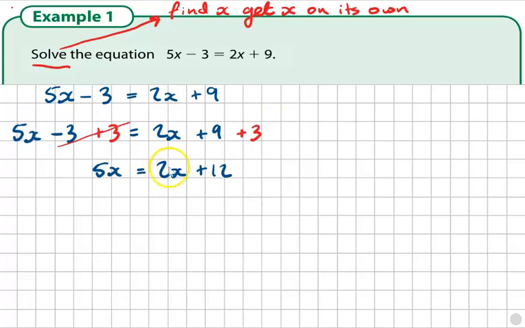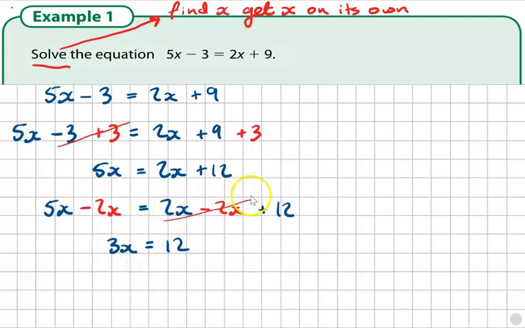So next we want to get rid of the 2x. So we're going to minus 2x to both sides. So we're going to have 5x minus 2x on the left and then 2x minus 2x plus 12 on the right. Then we simplify. 5x minus 2x is 3x. 2x minus 2x will cancel and you bring down the 12.